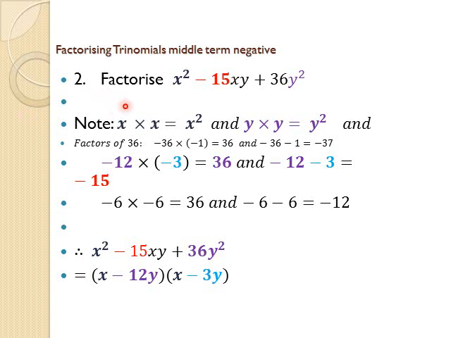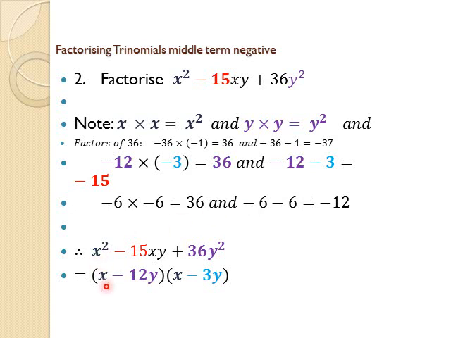Problem number 2. We factorize x squared minus 15xy plus 36y squared. Again, factors of x squared is simply x times x. Y squared is simply y times y. Factors of 36, as you can see, I've tested them there, but again, negative 12 times negative 3 gives me positive 36, and minus 12 minus 3 gives me negative 15. So that line is my valid one. The rest you can just look through. That's just to show you how we test our factors.